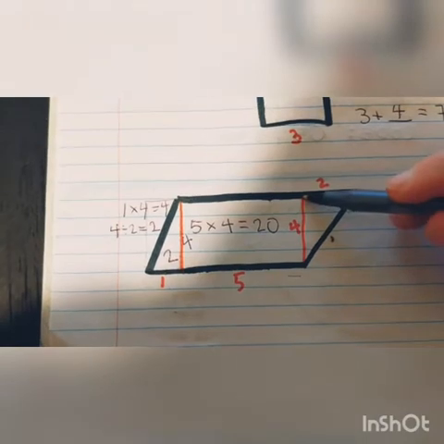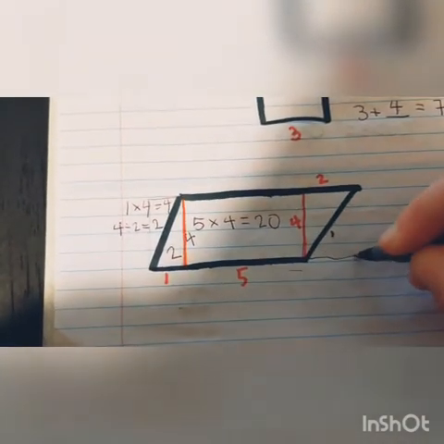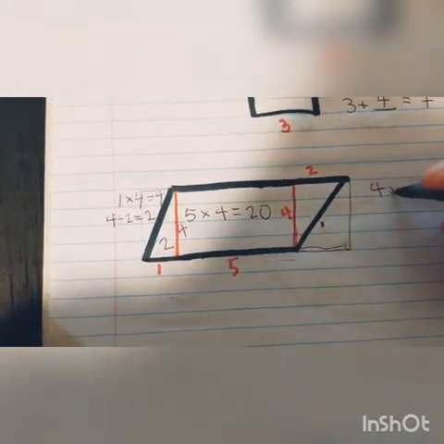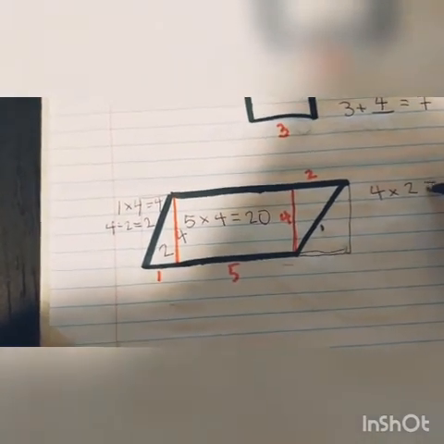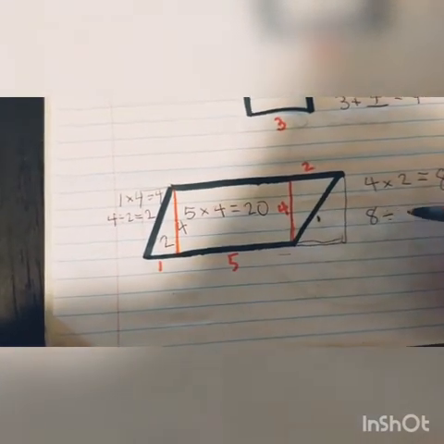And on this one, it's a little bit wider. So again, if I'm finding the area of this rectangle, that would be 4 times 2. It's 8, but the triangle is only half of that.